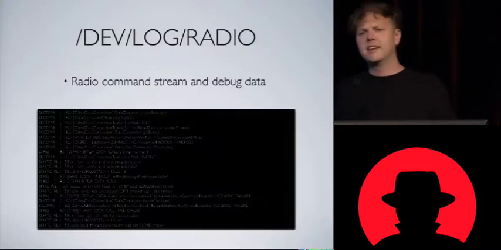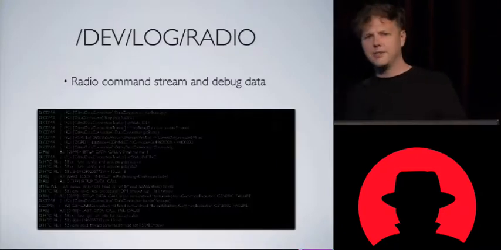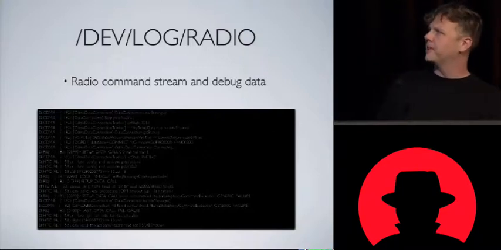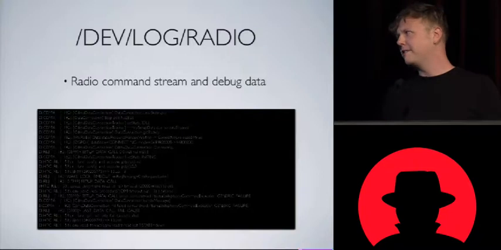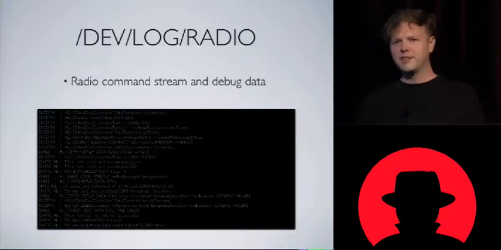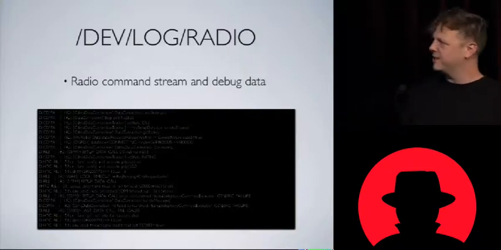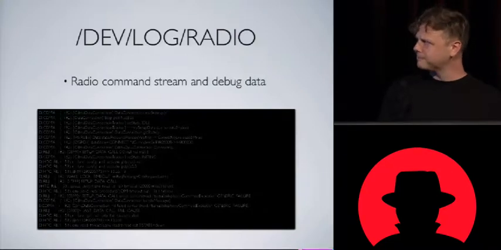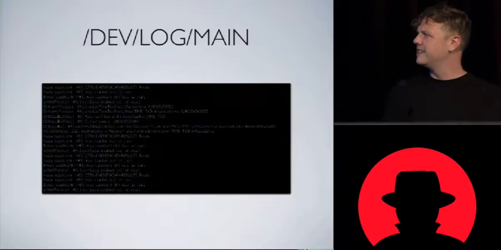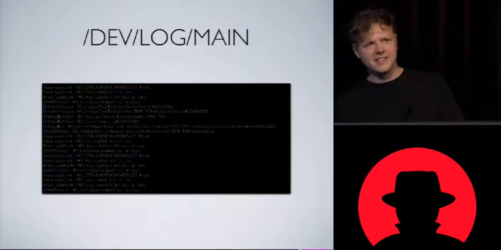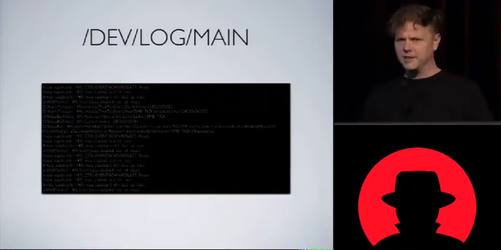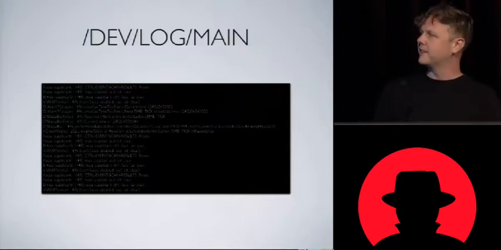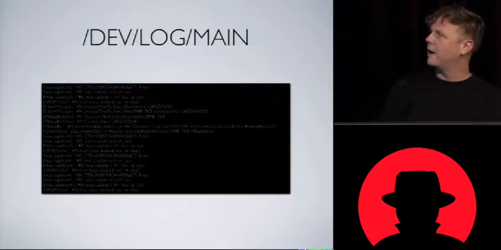/dev/log/radio contains the log output stream for the system radio. Typically, this includes a lot of command stream gibberish that most people don't want to pay any attention to, but there are some interesting events that pop up in there as well. And then /dev/log/main is, as I said, the main application log. When your typical market downloaded application uses the log facility, this is where the output ends up.